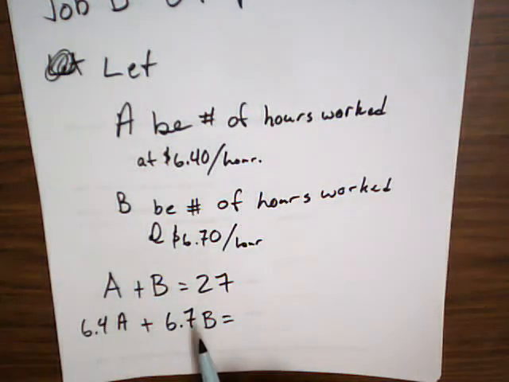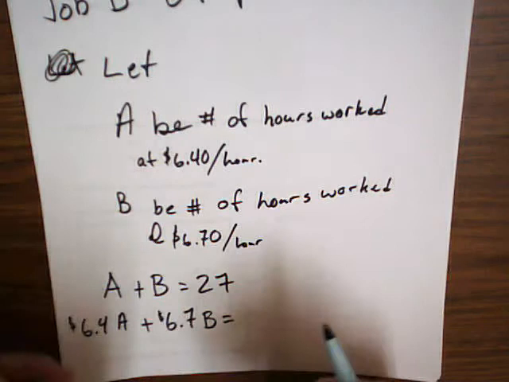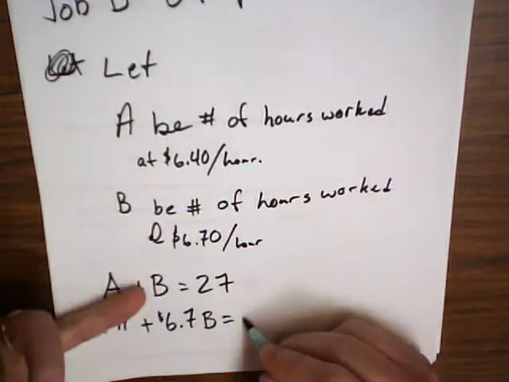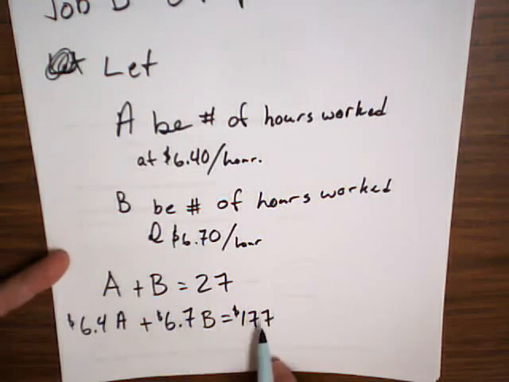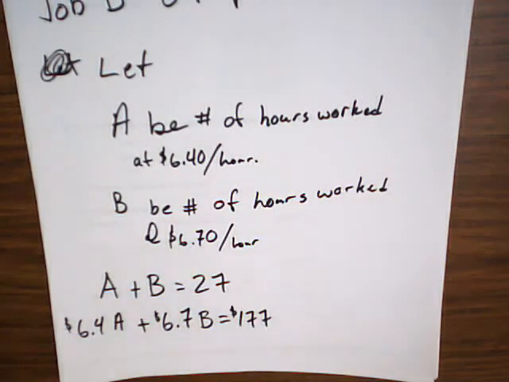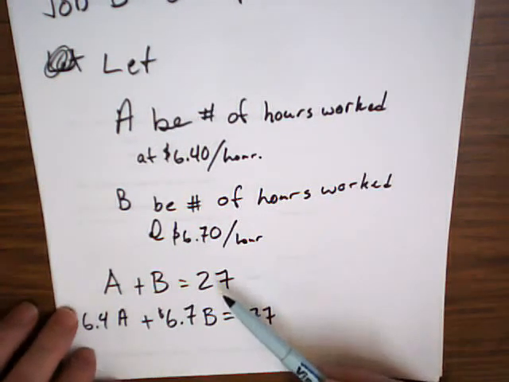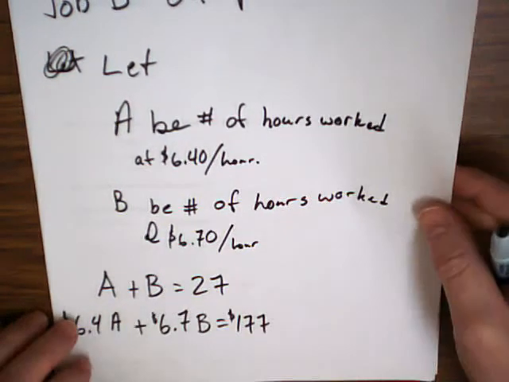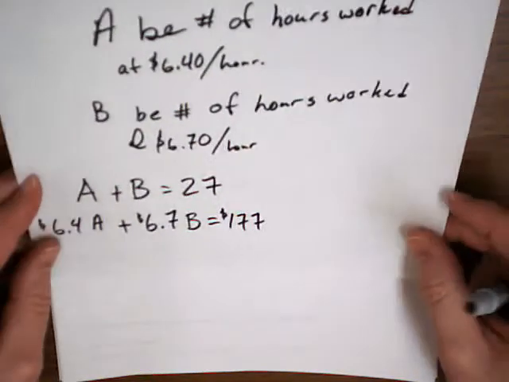Money plus money has to equal money. So what kind of money can I put in there? How much? Yeah, it says 177, doesn't it? So if this is money and this is money, you have to have money out here. And don't get confused about multiplying 27 times 177, unless you're making $177 an hour, which would be kind of nice.